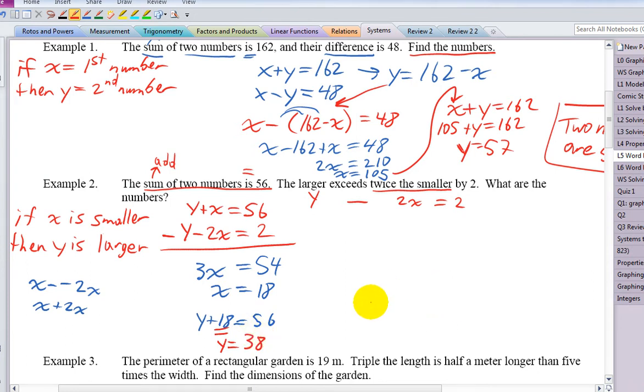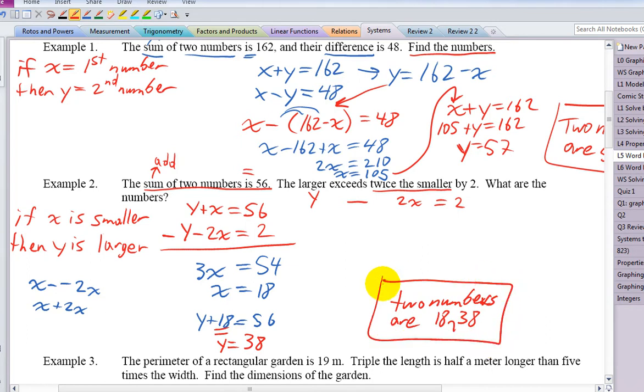So we can answer the question now. Two numbers are 18 and 38. Put it in a box. There we go. Any questions so far?